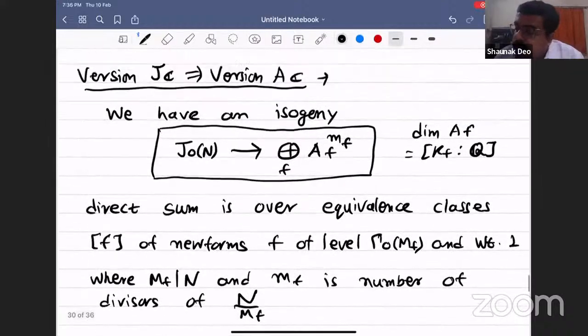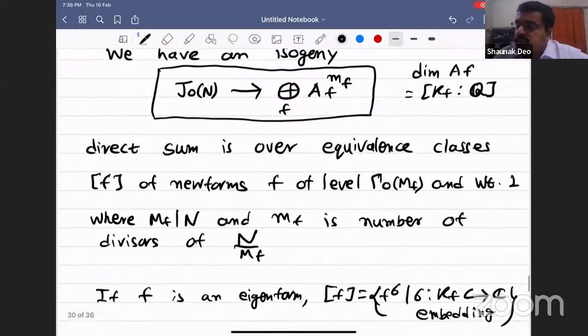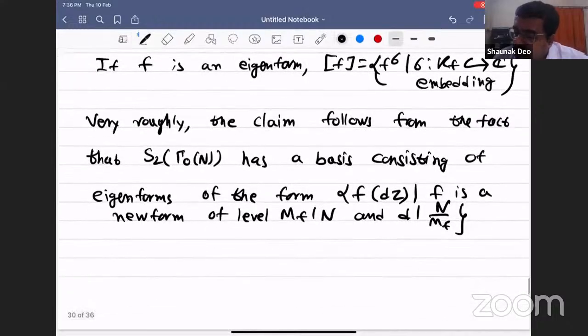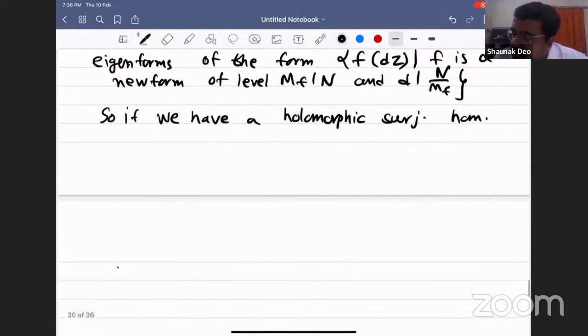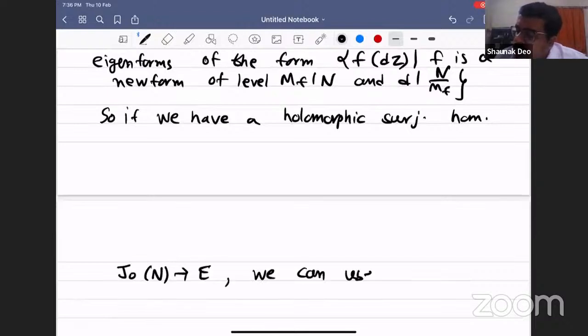Okay, so we were proving that JC implies AC. So if we have a holomorphic surjective homomorphism from J naught of n to E, we can use the dual of the isogeny that we got above.